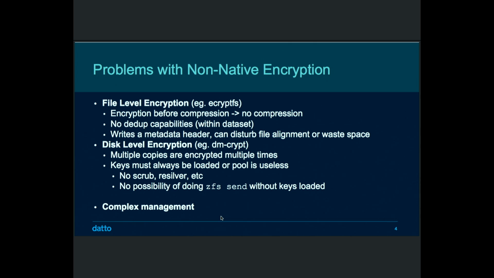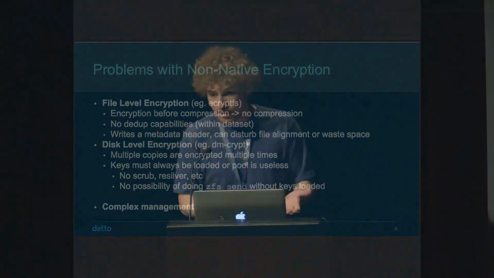You also lose dedupe capabilities, because if your data truly is pseudo-random, two pieces of data that might even be the same are going to look completely different. The other thing is that it's going to write out metadata headers, because encryption, as I'm going to show you in a little bit, does require having some metadata that needs to move along with the data. In EcryptFS and a few of these other solutions, these are going to be written in a header in the file, which can basically disturb the file alignment, and therefore things like databases might not perform as well.